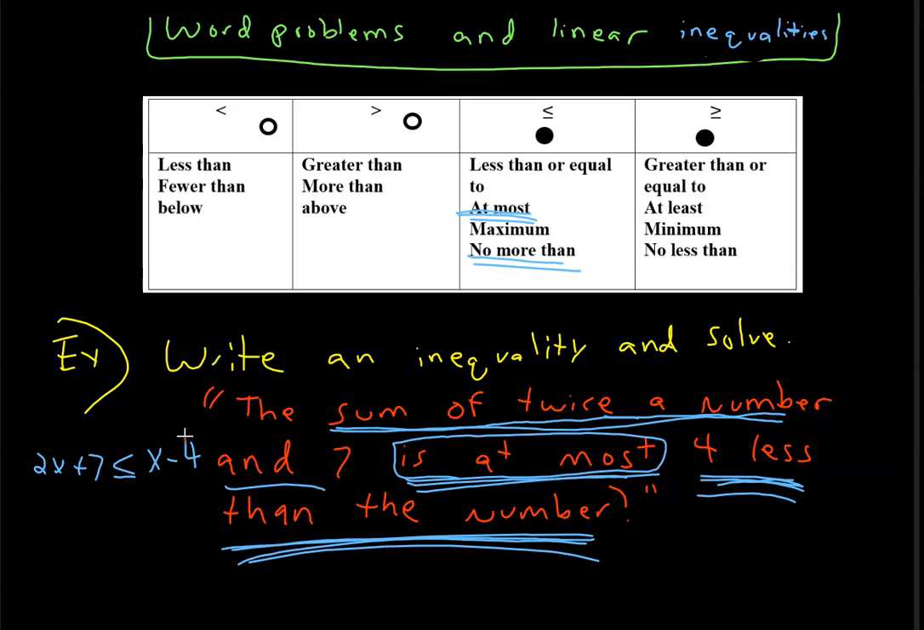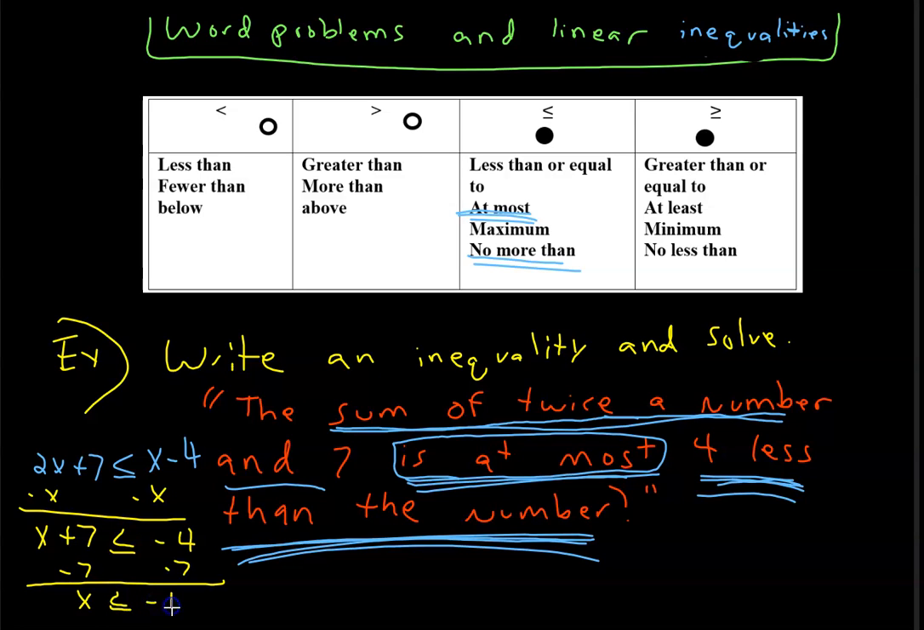So using that, I could first subtract x from both sides. And I will get x plus 7 is less than or equal to negative 4. And my next step would be to subtract 7. So I'm going to subtract 7 from here and subtract 7 from there. So x is less than or equal to negative 11. So that will be the inequality, and now we've solved it. X will be less than or equal to negative 11. I'll get that as a note. I'm going to give you a new one.